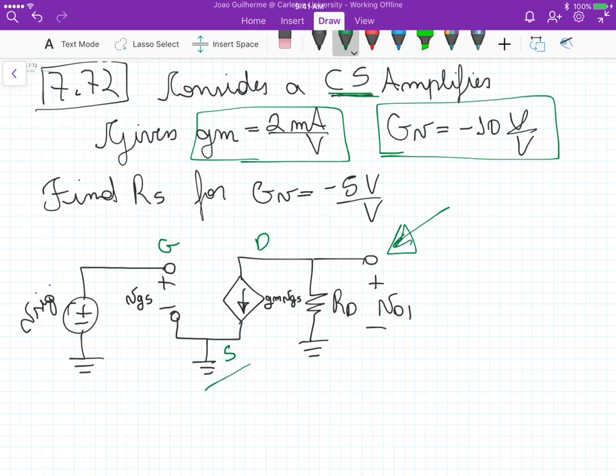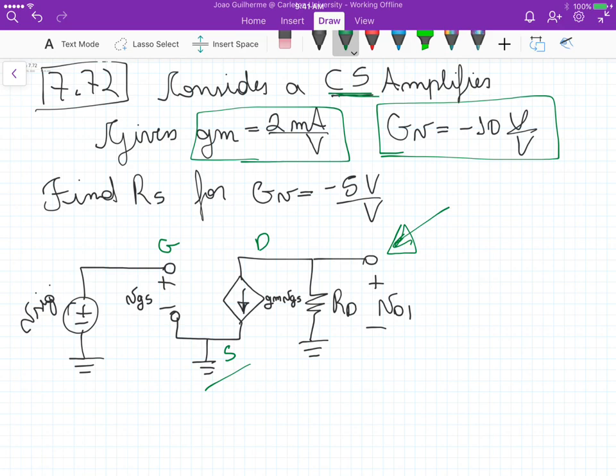Now, suppose we insert a resistor at the source, and what should be the value of this resistance for an overall voltage gain of minus 5 volt per volt? So if we insert this resistance here at the source lead, we basically change the overall voltage gain, and we want to get this minus 5 volt per volt. So what should be the value of the source resistance?